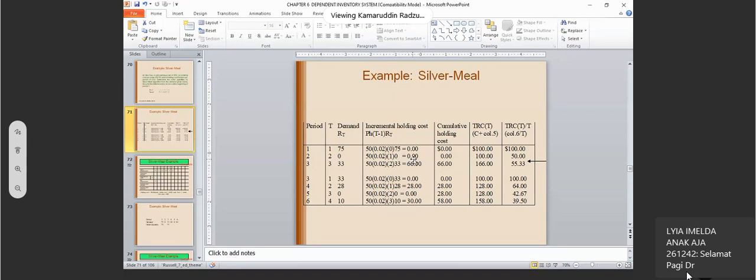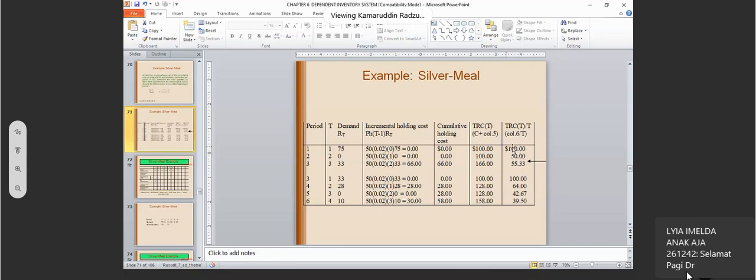So we also have a 0 value here for the incremental holding cost, and the cumulative holding cost is 0 plus 0. So we have 0 here. And for the total relevant cost, 100 divided by 2, we have 50 ringgit here, the value for the total relevant cost divided by the supply over the time.